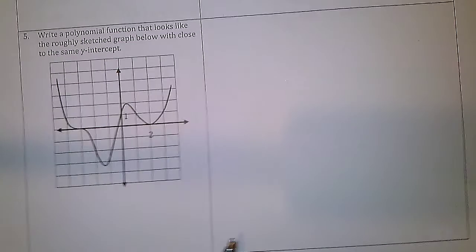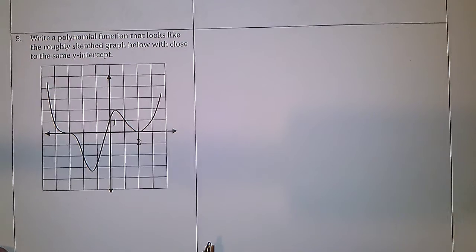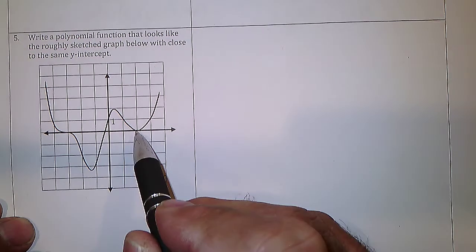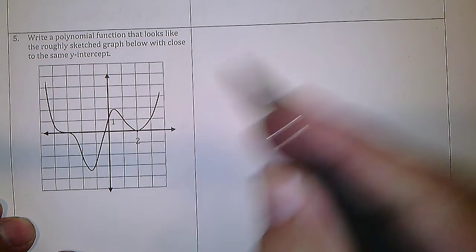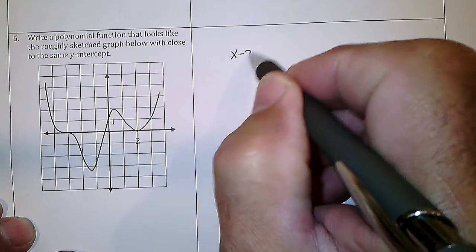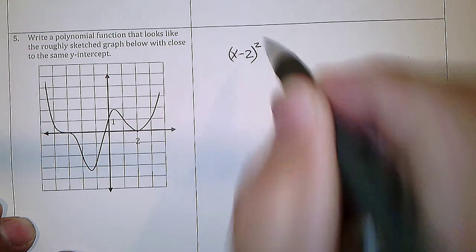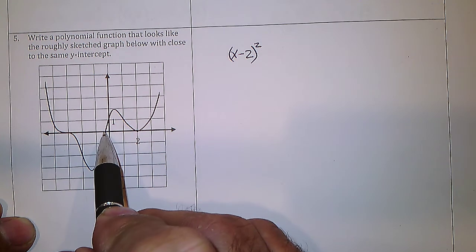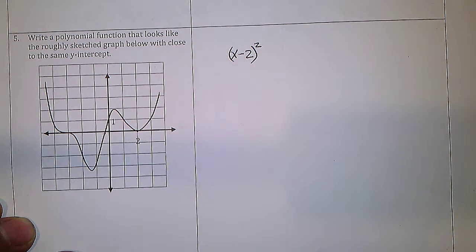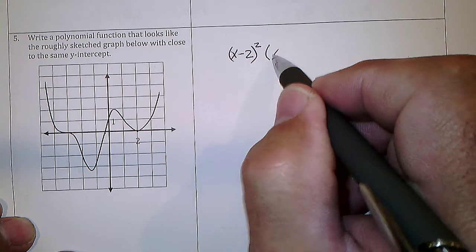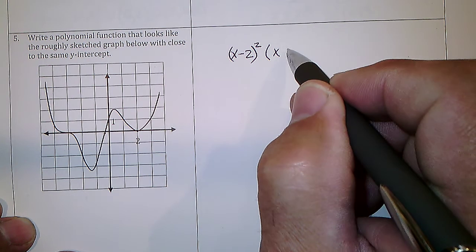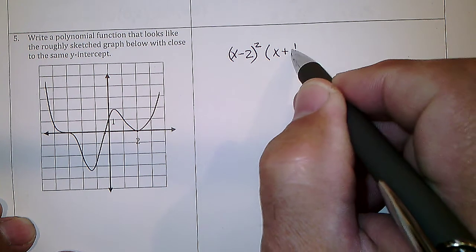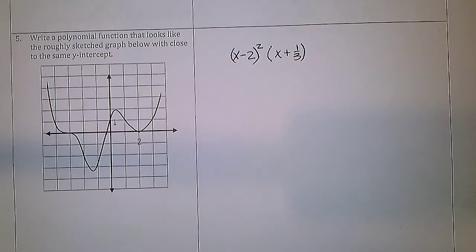And finally, number 5. Well, it looks like it bounces at 2, so that means x minus 2 must happen twice. It goes straight through at this place, whatever we want to call that. I'm going to call it x, looks like about a negative a third, so I'm going to go x plus 1/3, but whatever you want to call it, a quarter, 0.25, 0.4, 0.3, point whatever.